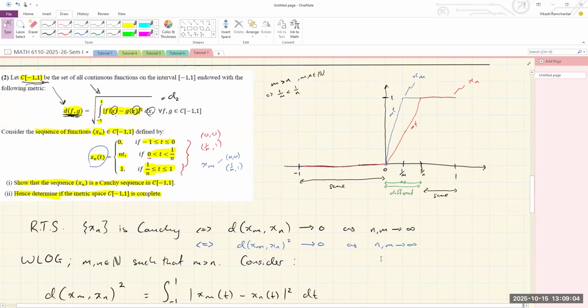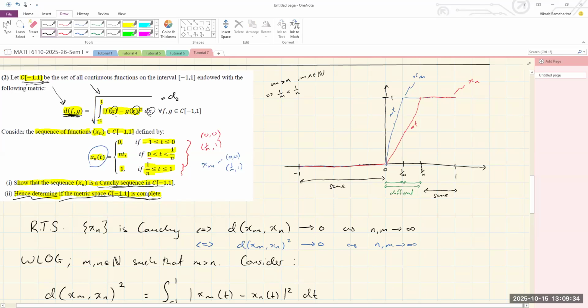Okay, so the second part in the proof is asking us, hence determine if this metric space is complete. What we just proved is that this sequence of functions is a Cauchy sequence, and now they're asking us about it being complete. So the next question is, if this is a Cauchy sequence, could we try to figure out what this sequence xn might be converging to?